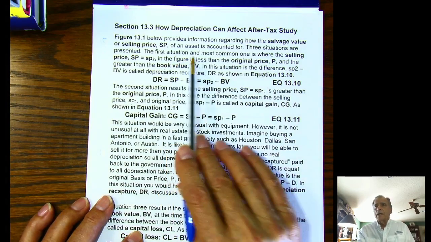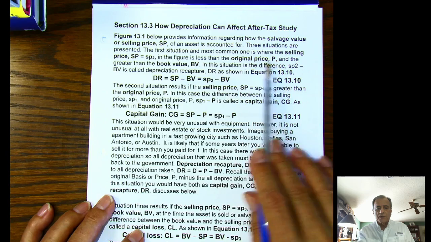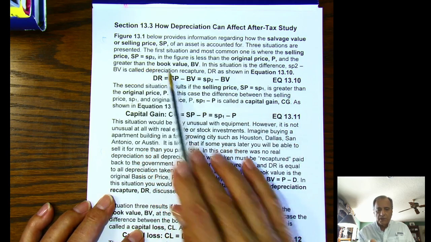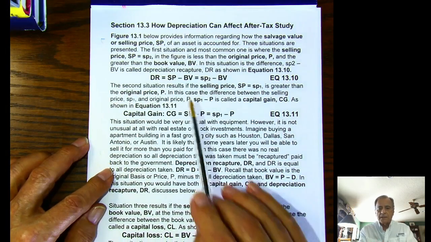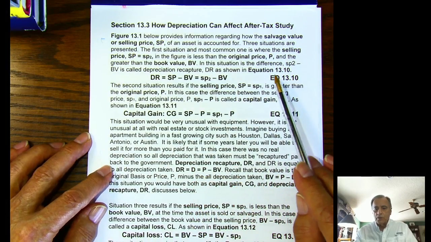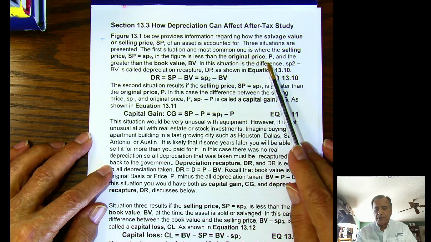Okay, and the most common situation is where the selling price, which in this figure is called SP2, the selling price is less than the original price.